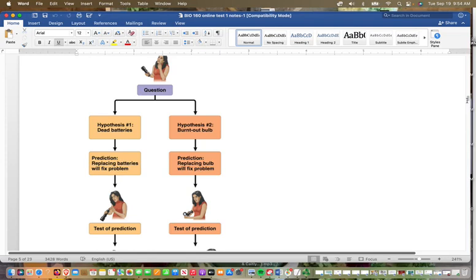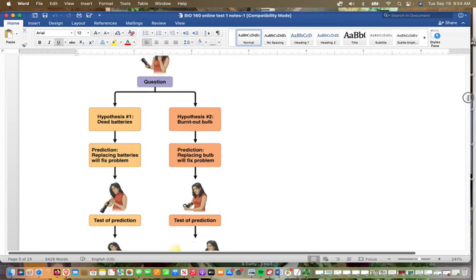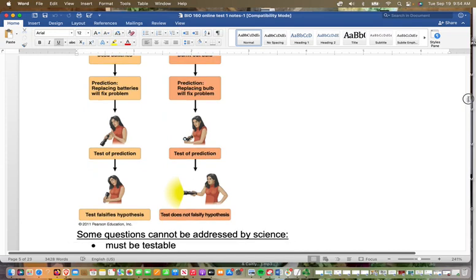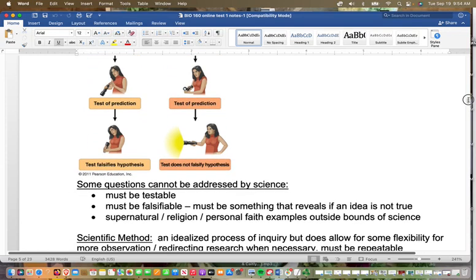So here's hypothesis number 2, that the bulb is burnt out. So she predicts if she replaces the bulb, it's going to fix the problem. Goes ahead and replaces it, tests it, and it does not falsify the hypothesis. So here it's going to support the hypothesis that it's true.